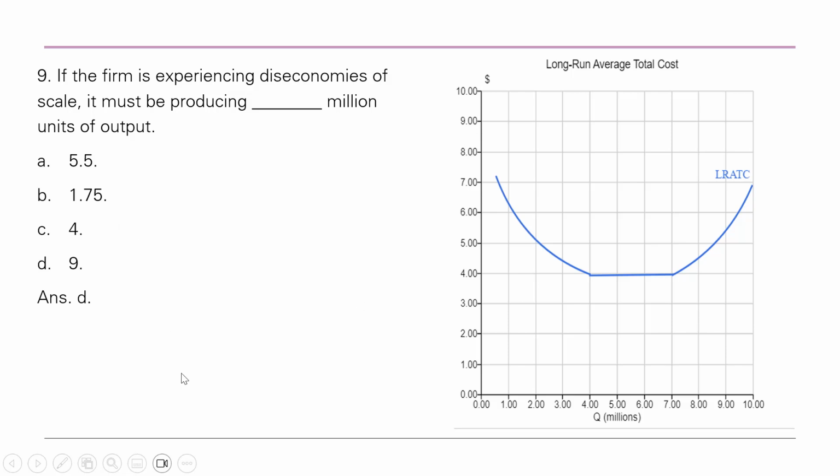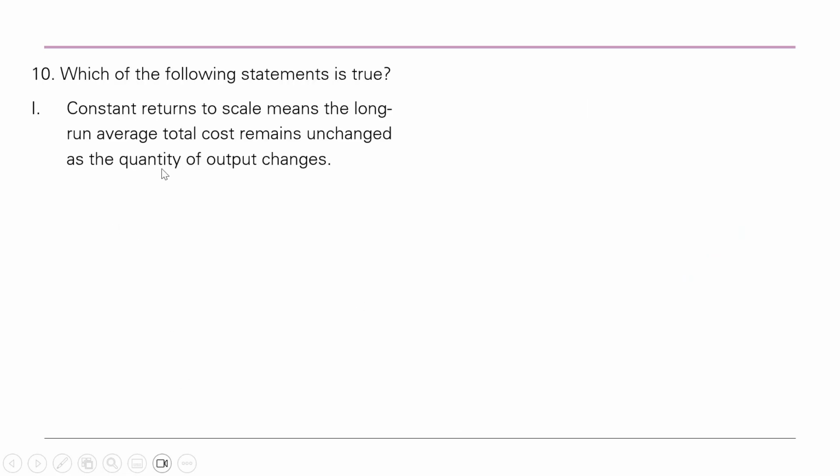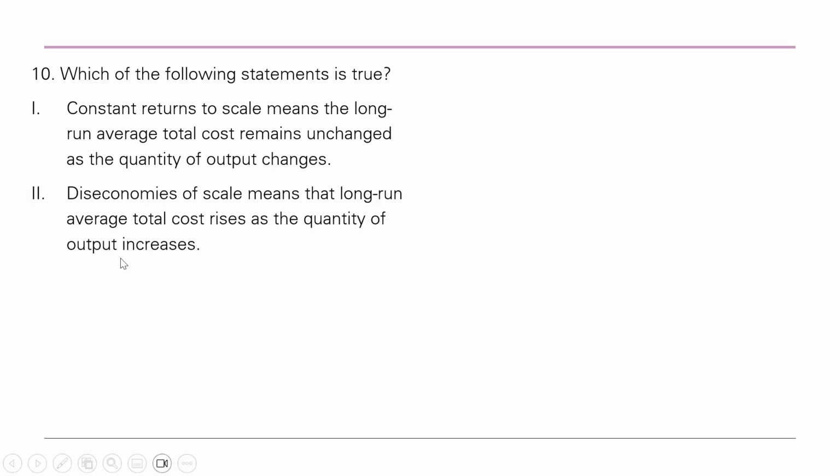Moving on. Which of the following statements is true? Constant returns to scale means the long-run average total cost remains unchanged as the quantity of output changes. That is true. Statement 2, diseconomies of scale means the long-run average total cost rises as the quantity of output increases. That is true. So statements 1 and 2 are true. So answer choice C.